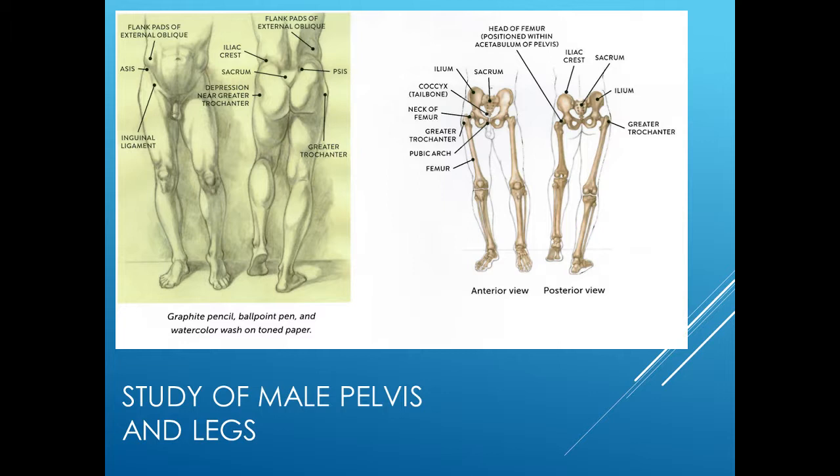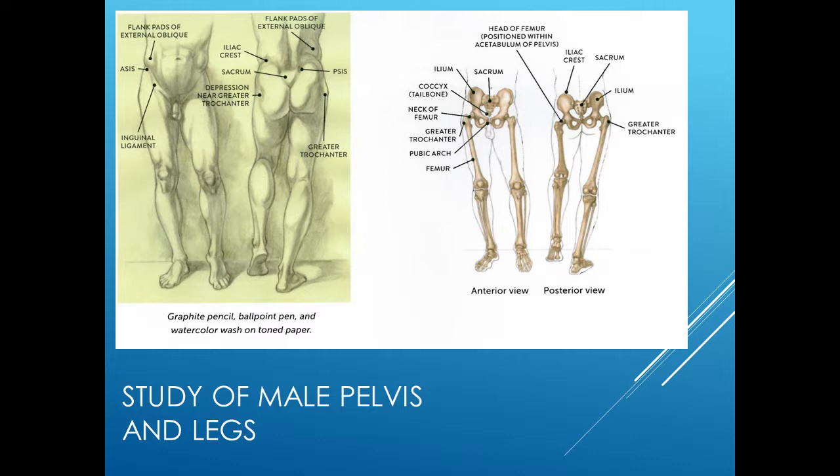Now we have these things called flank pads of the external oblique here. Flank pads, we like to call them a more affectionate name. We call them love handles, right? But remember that there are also surface landmarks in there.